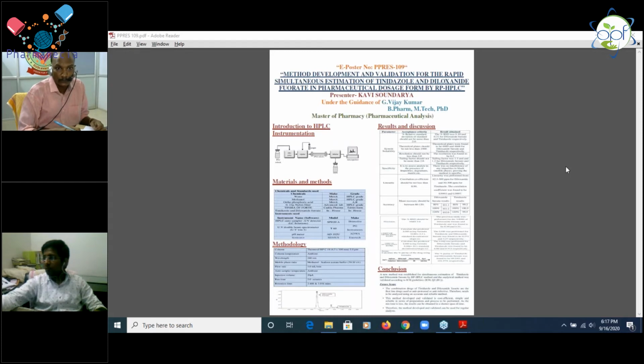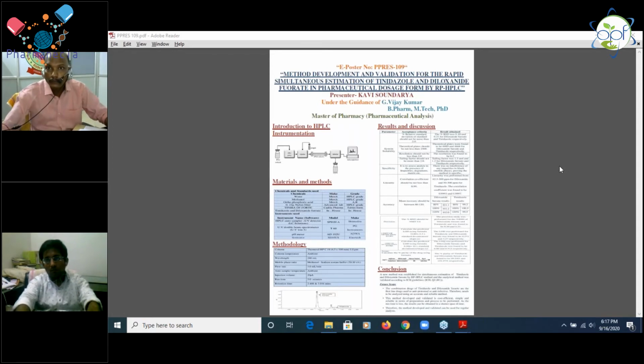Coming to the reference that I have used as a standard, it is Tiniba DF4, which is already available in the market. After many trials, the method that I have concluded uses a Thermosil RP C18 column at a wavelength of 240 nanometers, because that was considered the isosbestic point for both the drugs that I have taken. The mobile phase used was methanol and sodium acetate buffer in a 70 to 30 volume by volume ratio, and the isosbestic wavelength was determined using a UV double beam spectrophotometer with UV-Win 5 software.